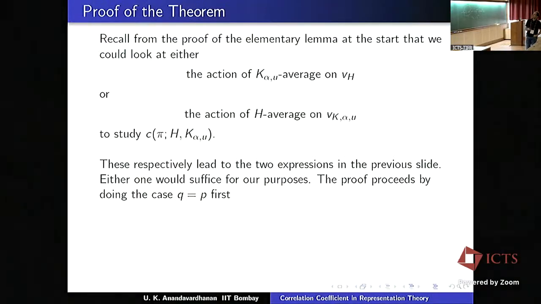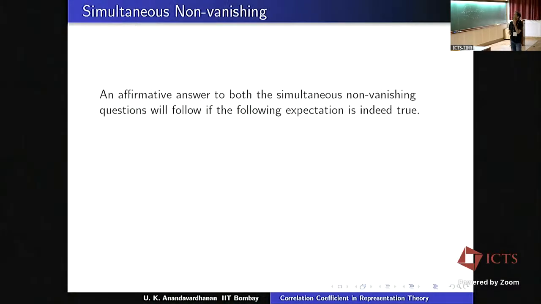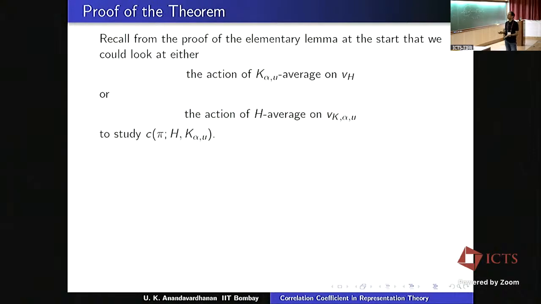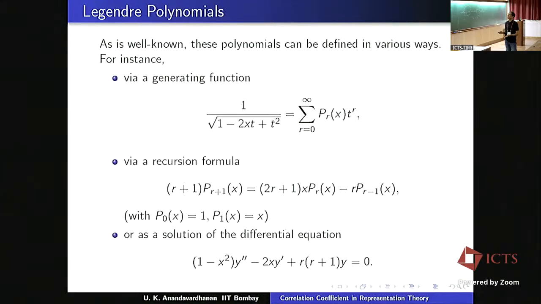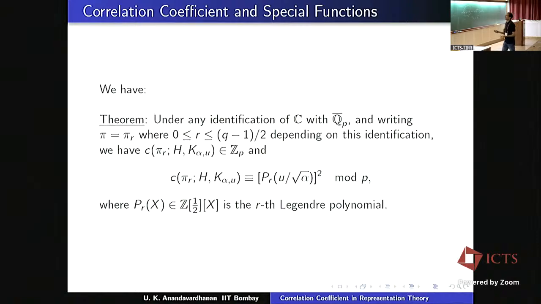So the proof proceeds by doing the case Q equal to P first, and then using this conjugacy to go to P power n. So I have not answered the question that we posed. Can you do an embedding so that simultaneously it's non-zero? I've only computed it using the Legendre polynomial. So the simultaneous non-vanishing question will be a question purely about these Legendre polynomials now, right?